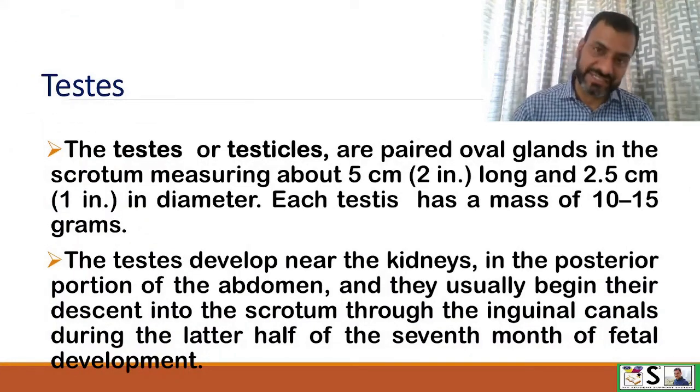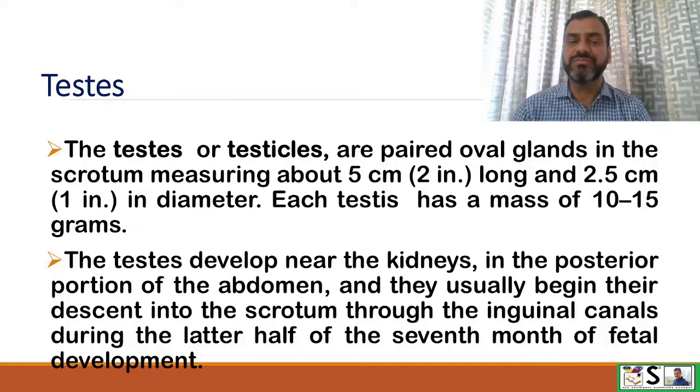Now we come to the testes. The testes or testicles are paired oval organs or oval glands in the scrotum measuring about 5 cm long, 2 to 5 cm in diameter. Each testis has a mass of about 10 to 15 grams. The testes originally develop near the kidneys in the posterior portion of abdomen, and they usually begin to descend into the scrotum through inguinal canal during the later half of the 7th month of fetal life.